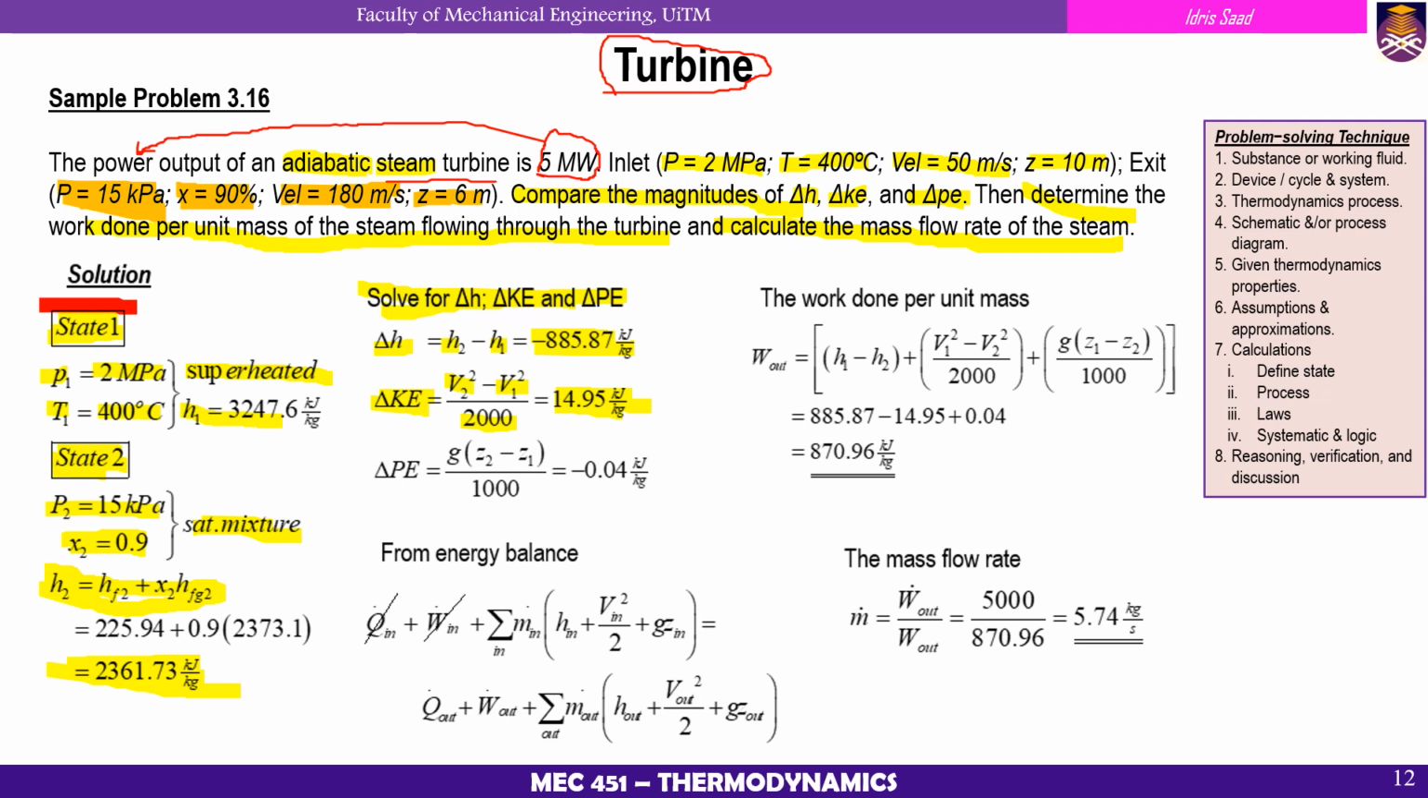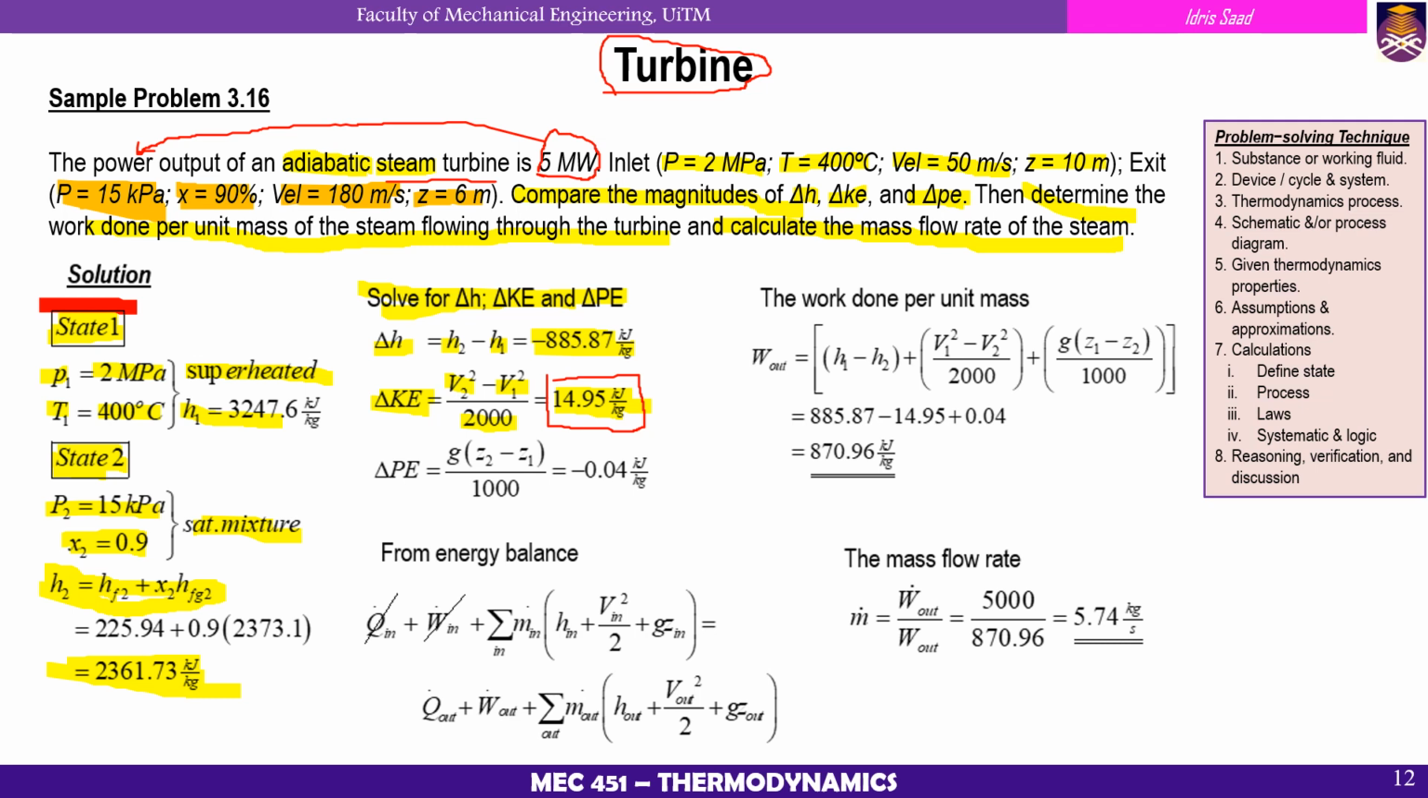Basically, the velocity at the outlet is much faster than the velocity at the inlet, if you can see the value. V2 is equal to 180 meter per second and V1 is 50 meter per second. So it increased 130 meter per second, but it only increased the energy by 14.95 kilojoule per kilogram.